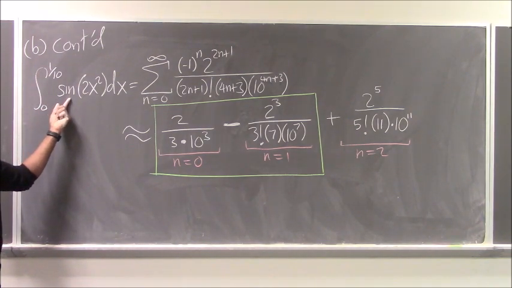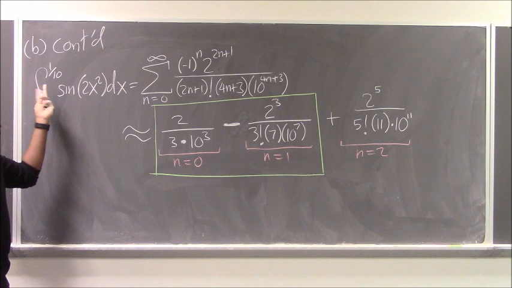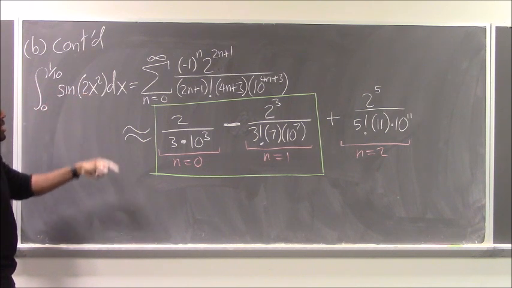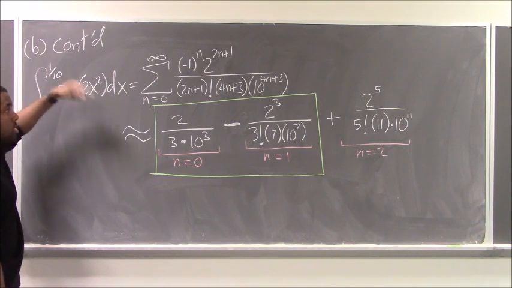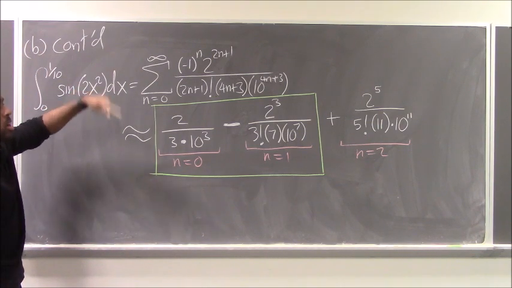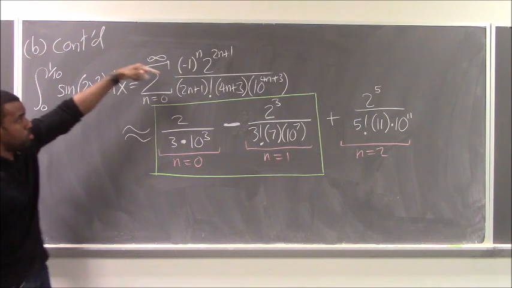You already memorized the series for sine of x. All you do is plug in 2x squared in place of x in that series. Then you switch the integral and the summation and integrate term by term. Everything else except the x to the 4n plus 2 was a constant, so you just add 1 to the power and divide by the new power. Then you plug in the 1/10 and the 0, and you end up with this series.